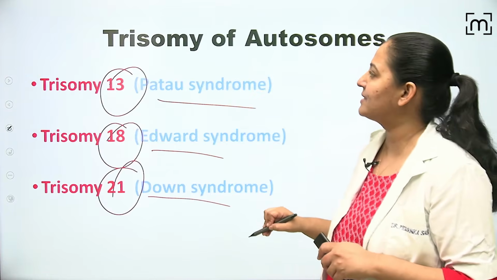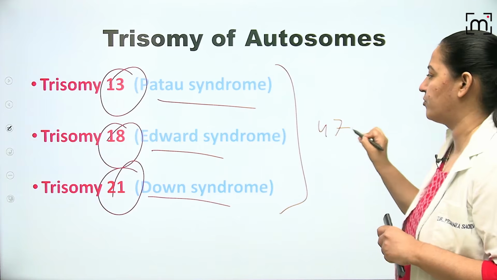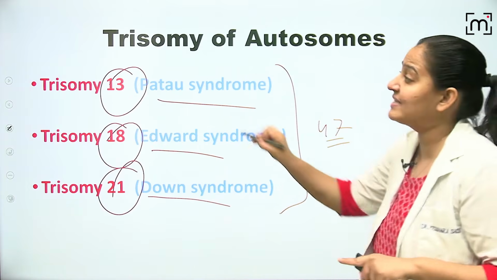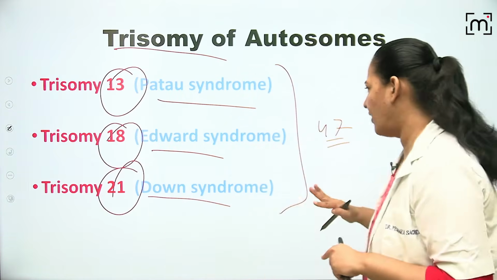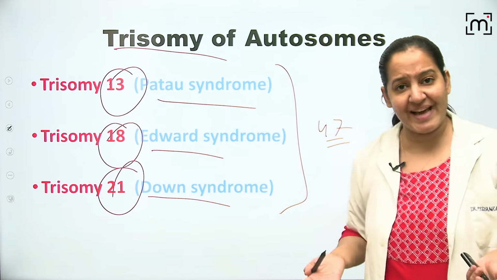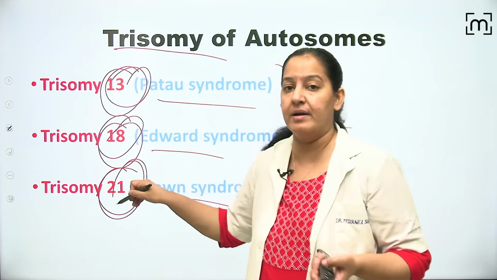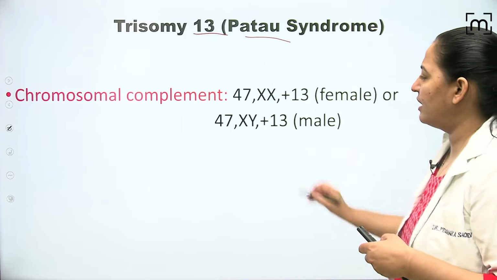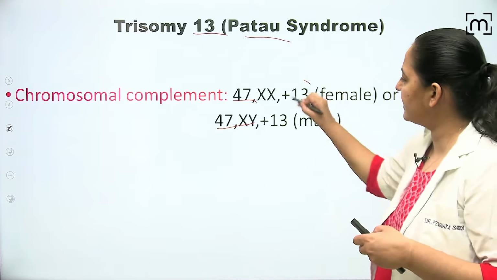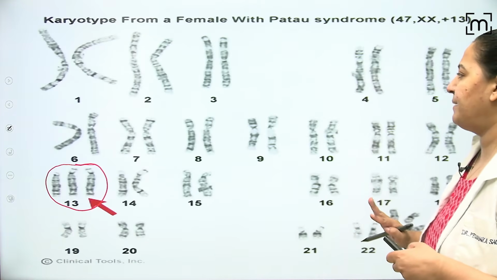Now in all trisomies, instead of 46, they have 47 chromosomes. One chromosome is extra. It is trisomy, not monosomy. But which one is extra? Extra is 13 or extra is 18 or extra is 21. Depending on that, three diseases are there. So here, a total of 47 chromosomes are there. The 13th number is extra. It can occur in male also. It can be female also.